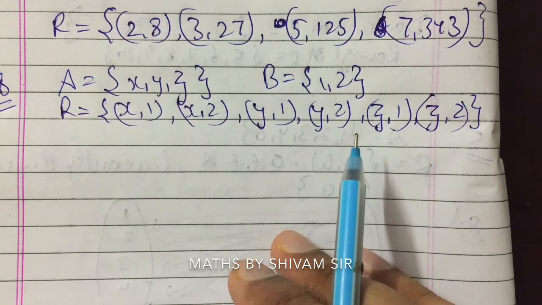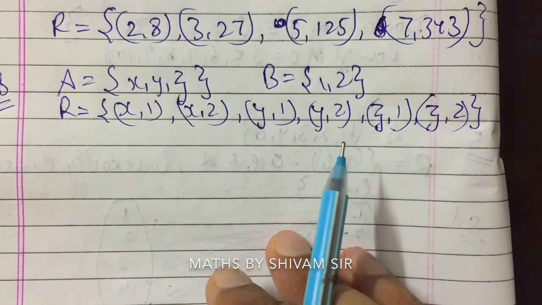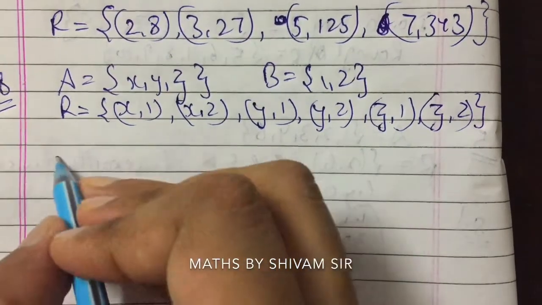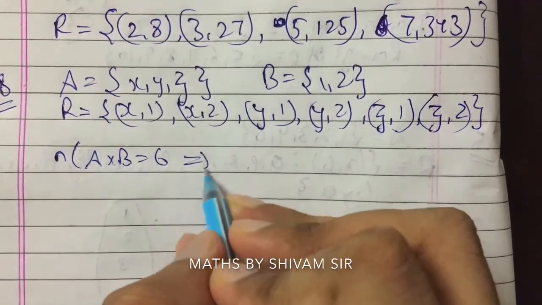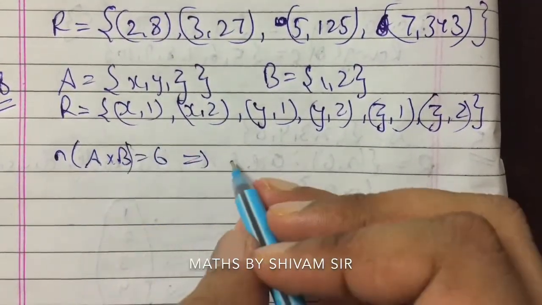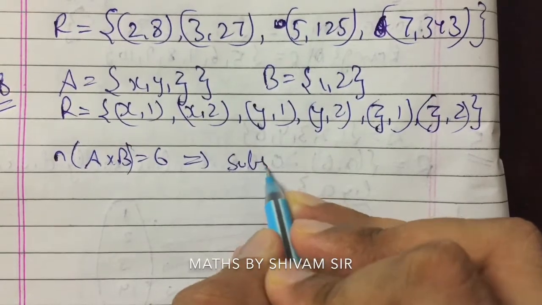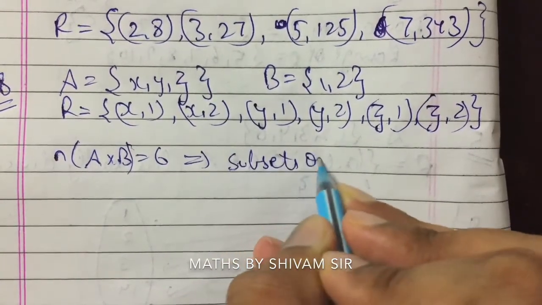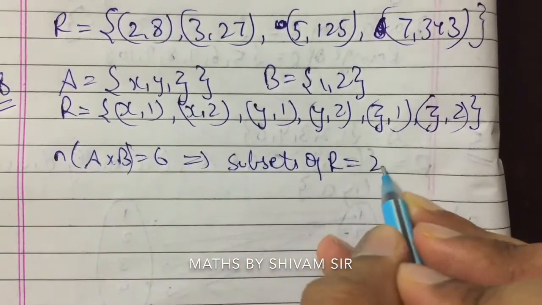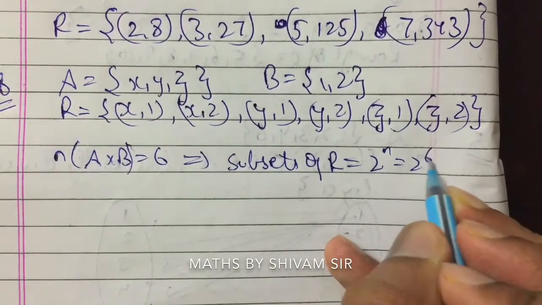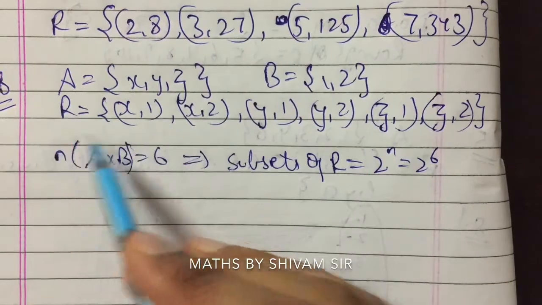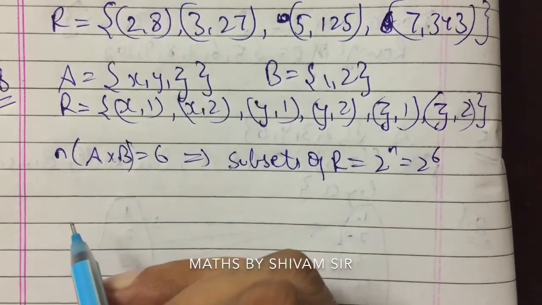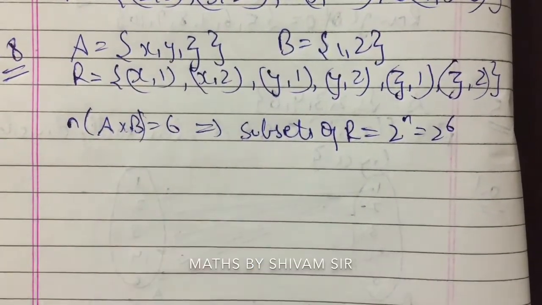Now if we want to find the number of relations, the number of elements in A cross B is 6. The subsets of A cross B will be 2 raised to the power 6, so R will have 2 raised to the power 6 number of subsets, right? So let's move on to the next. Just pause the video to note it down.